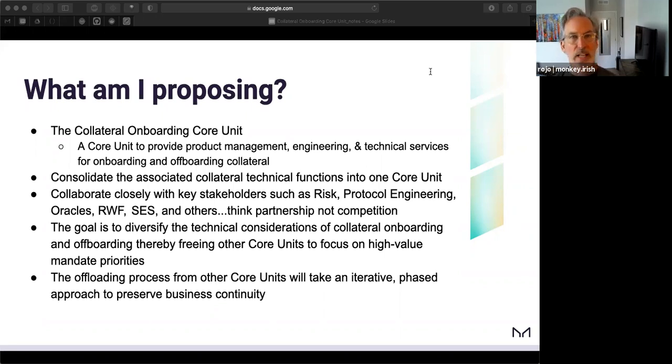Currently you're seeing a lot of this happen. So the question is, what's the next step? It's this product-oriented, holistic approach I've mentioned, and it also allows each of our core units to be highly focused and deliver on their core unit mandates.